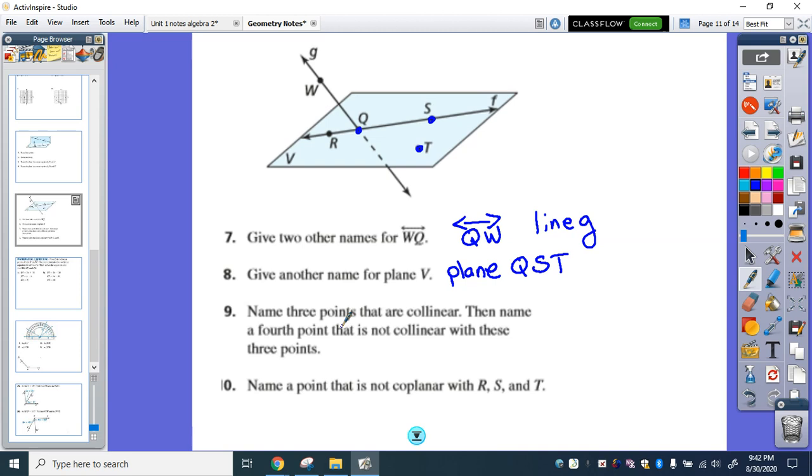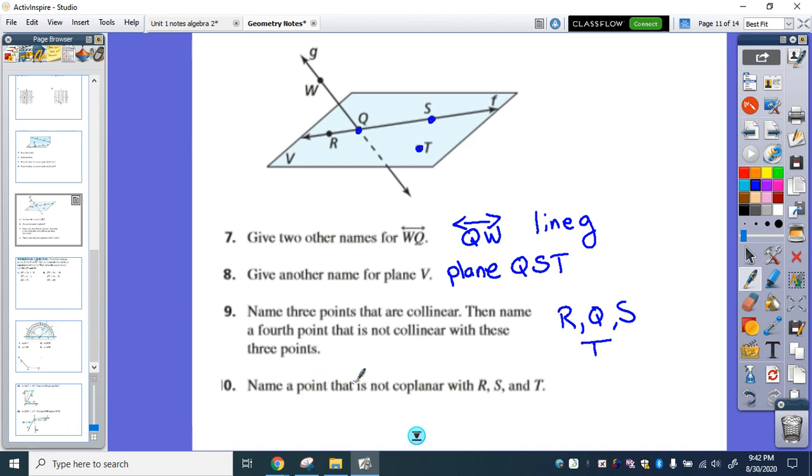All right, so number 9 says name 3 points that are collinear. Let's start with that. The 3 that are collinear on the same line are R, Q, and S. And it says then name a 4th point that is non-collinear with those 3 points. Well, R, Q, and S are collinear, and point T is not on the same line.